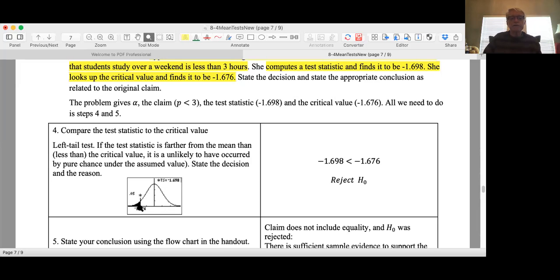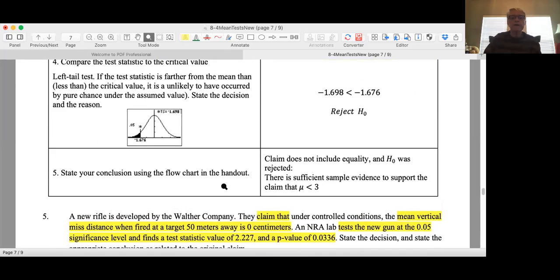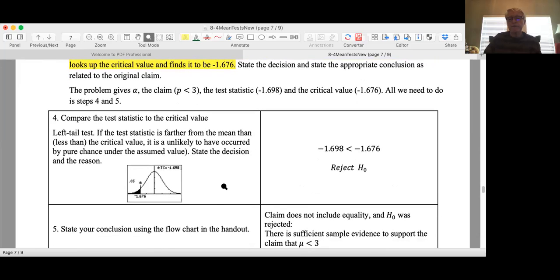Therefore, our decision will be, since the test statistic is farther from the mean than the critical value on that side, it is less than the critical value, we're going to reject the null hypothesis. So there is our decision. We reject H0 because of this. Then once we've got our decision made, we state our conclusion, referring to the original claim. Remember, the original claim is mu is less than 3. So we would go to the flow chart, and the claim does not include equality. We rejected, so we would end up with the wording, there is sufficient sample evidence to support the claim that mu is less than 3.